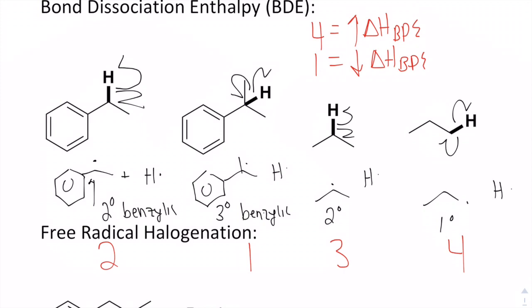If I said, which molecule has the strongest carbon-hydrogen bond, it's going to be the structure over here, because it's going to take the most bond dissociation enthalpy to break that bond because of how unstable this primary radical is. So we need to have all those terms in mind.